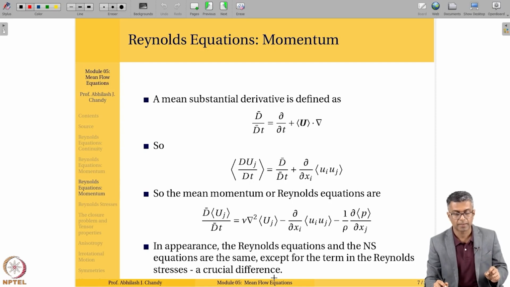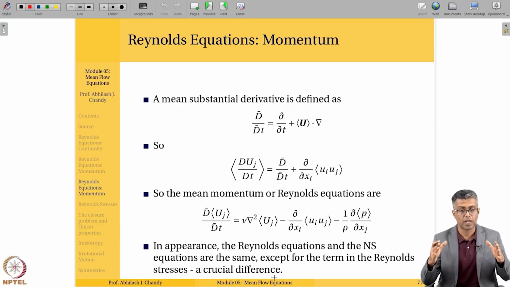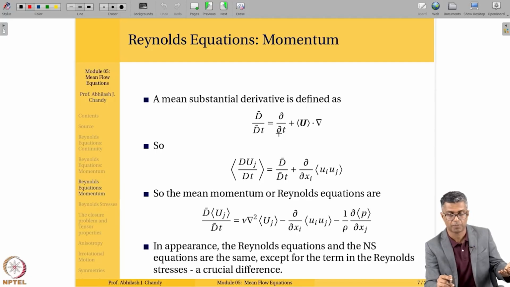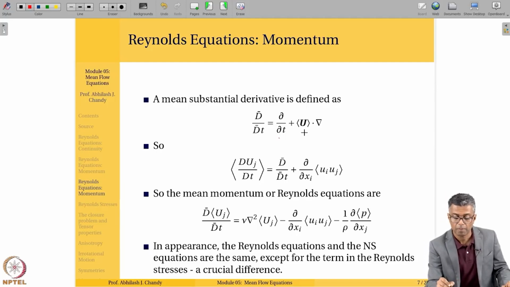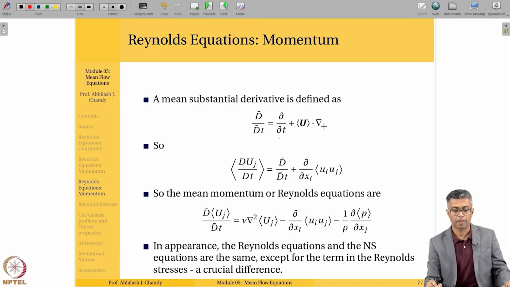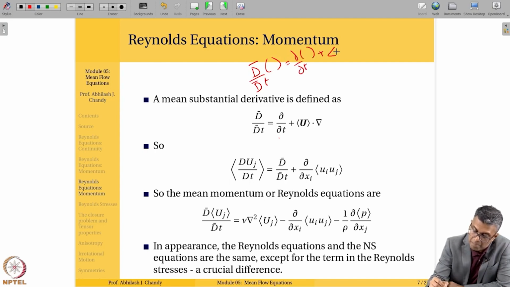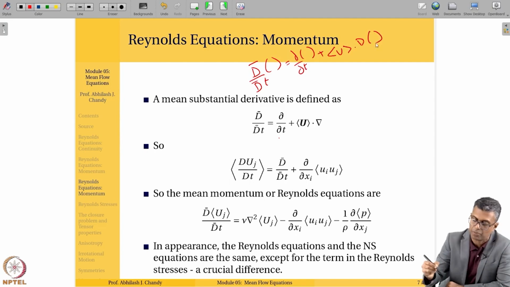Before doing all that, I am going to define a mean substantial derivative. This is not the same as the mean of the entire substantial derivative. I am defining a new way of writing a substantial derivative: del t plus u mean dot del. So a mean substantial derivative of some quantity is del t of that quantity plus the mean u dot del of that quantity.